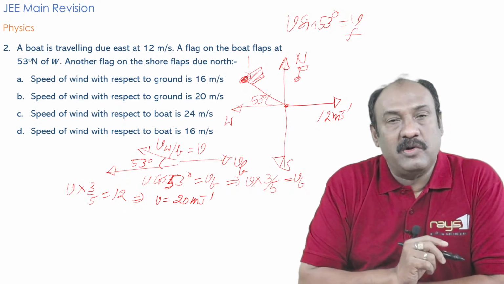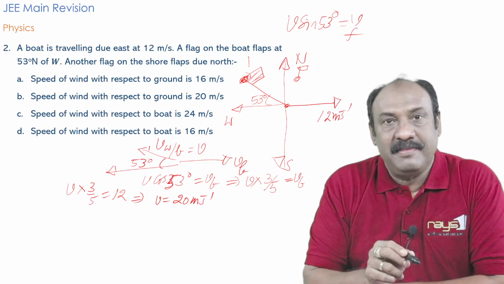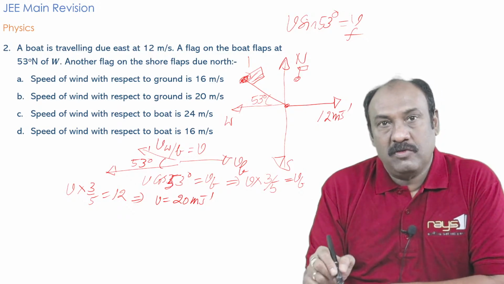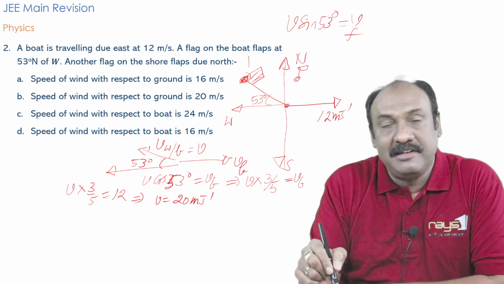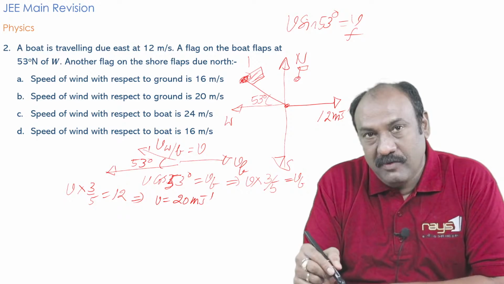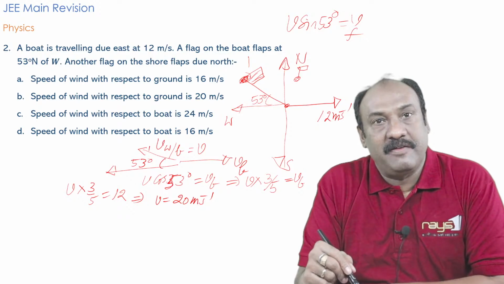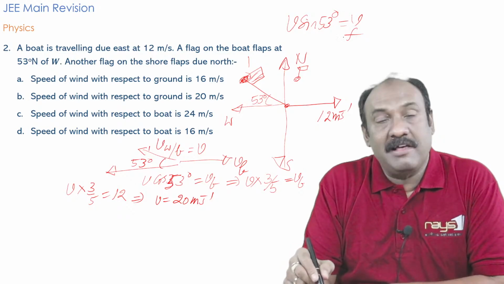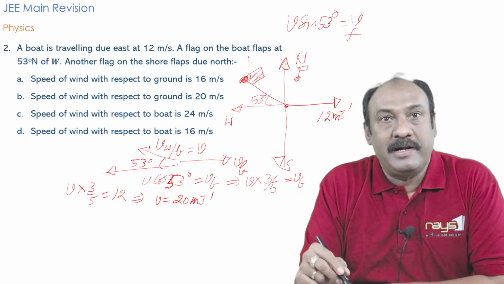But what we want is to calculate the absolute velocity of the wind, which was indicated by the flag at the shore. According to the given data, the flag at the shore flutters in a direction towards north. Due to that, it indicates the absolute velocity of the wind. So, the component of this velocity V in that direction will give the absolute velocity of the wind. That is, the absolute velocity of the wind is given by the velocity of the flag in the northward direction at the shore.